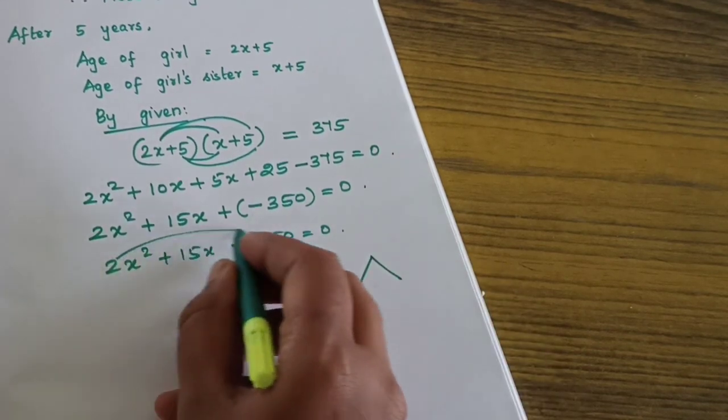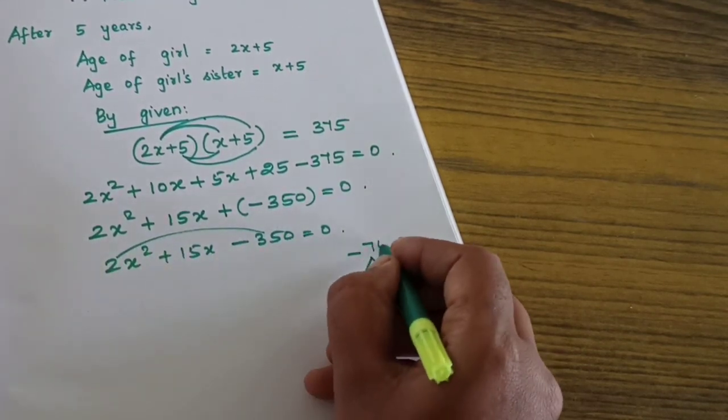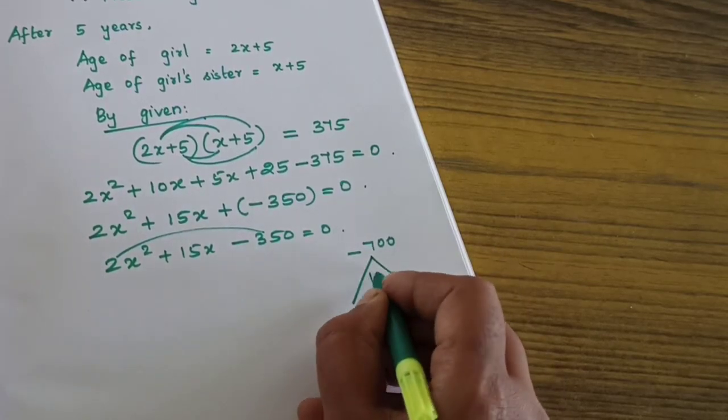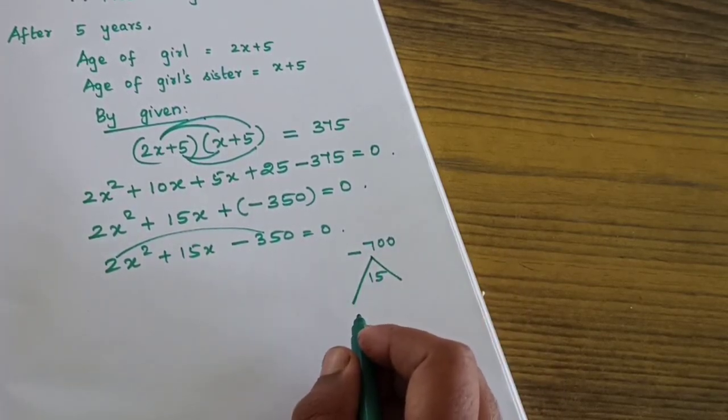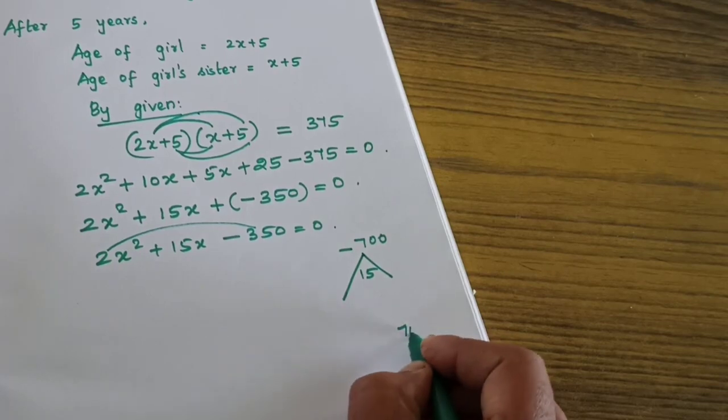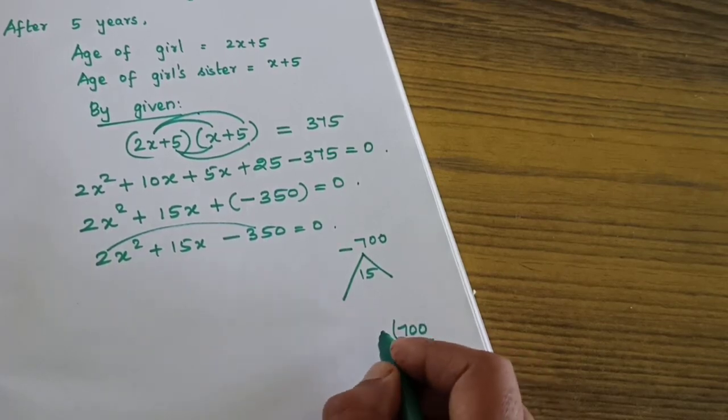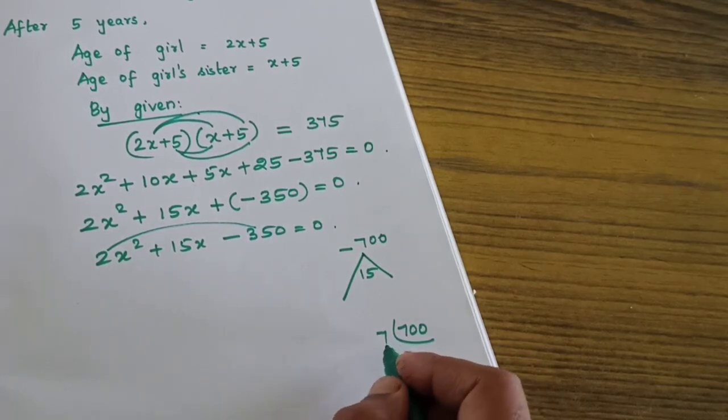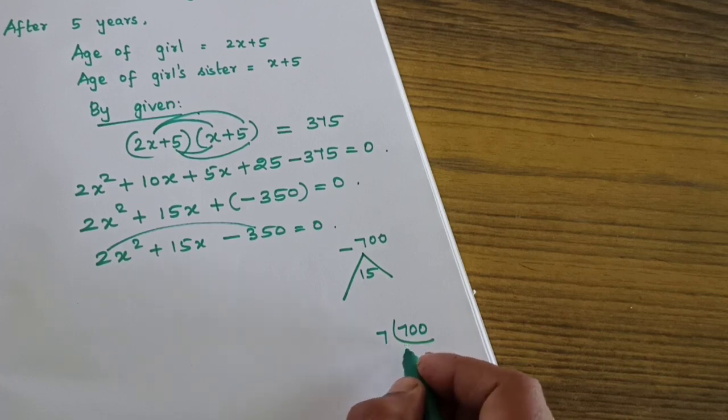While multiplying, we need to get minus 35 into 70, no? So 700, and some factor is 15. So how can we get the answer? 700, we are going to factorize. So 7 is a prime number, no? So we can put it straightly.